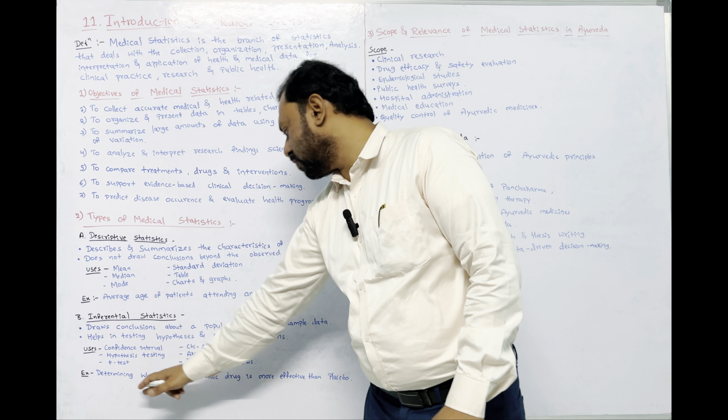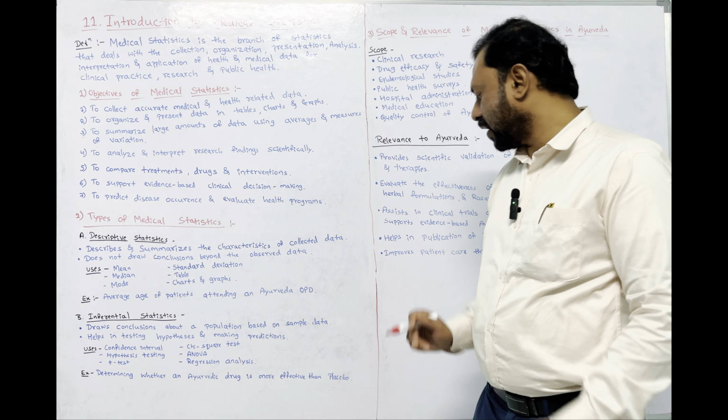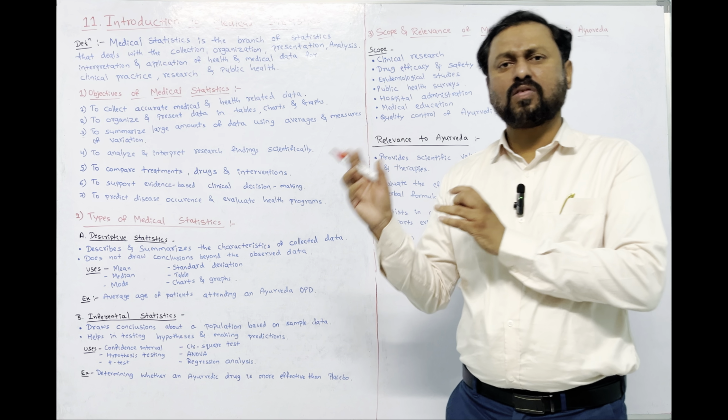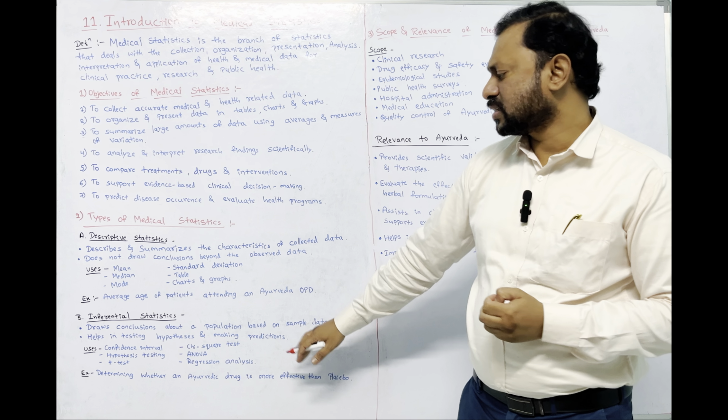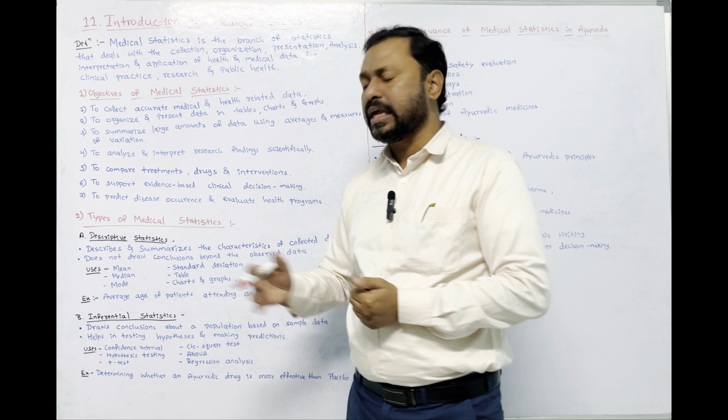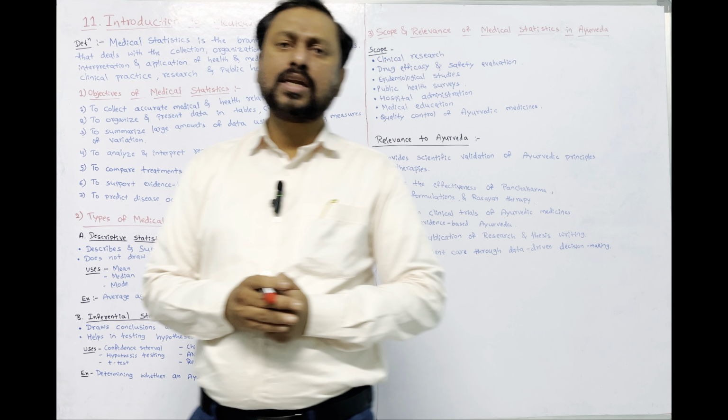An example is to determine whether an Ayurvedic drug is more effective than the placebo, that is, the sugar pill. Whether the Ayurvedic drug is more effective, that is one of the examples you can write for inferential statistic.